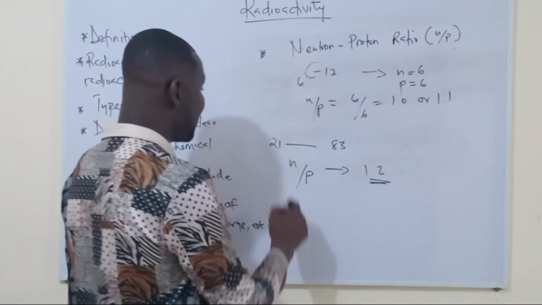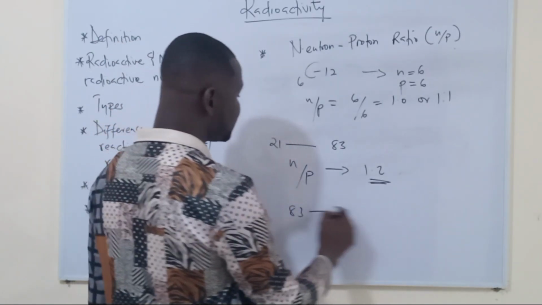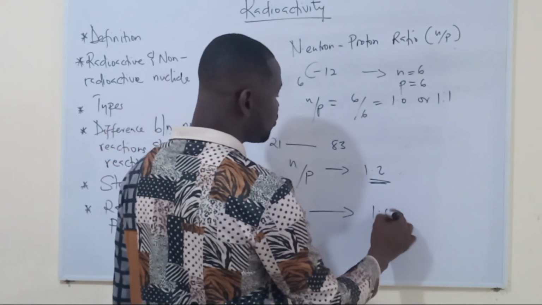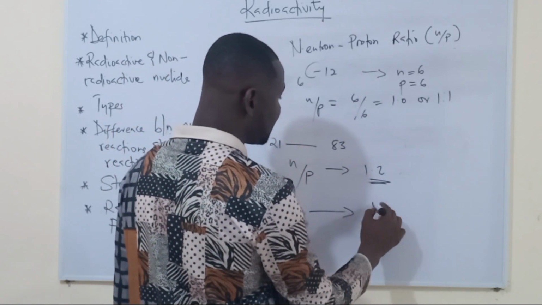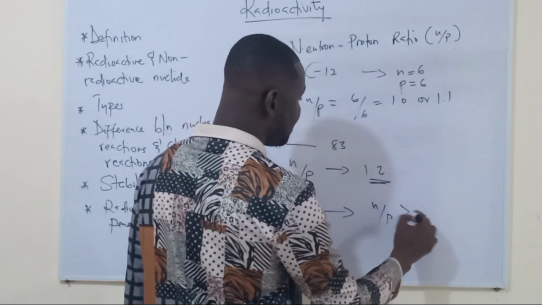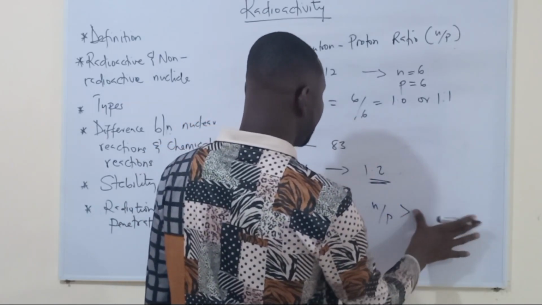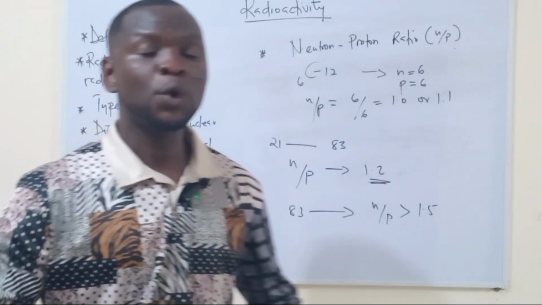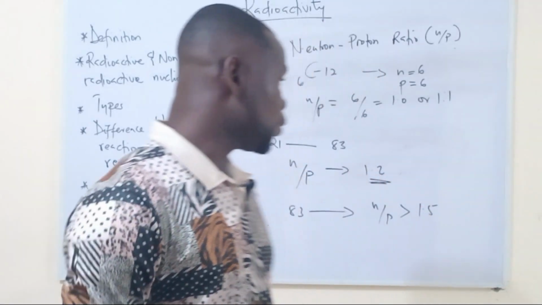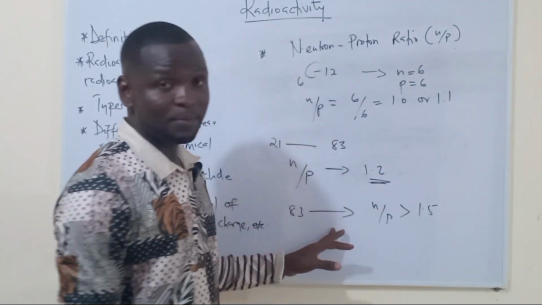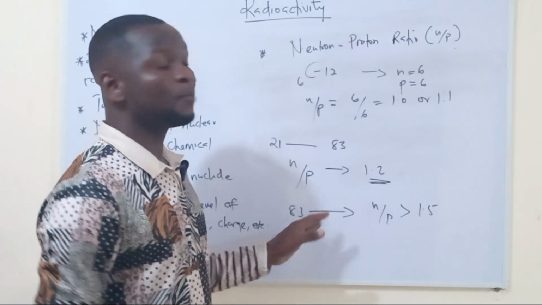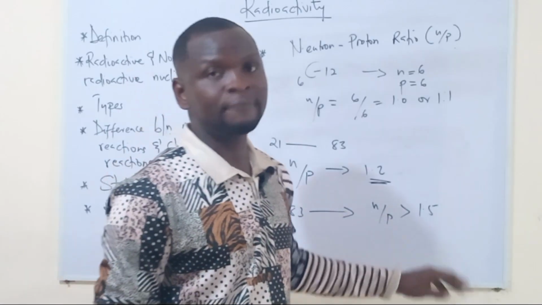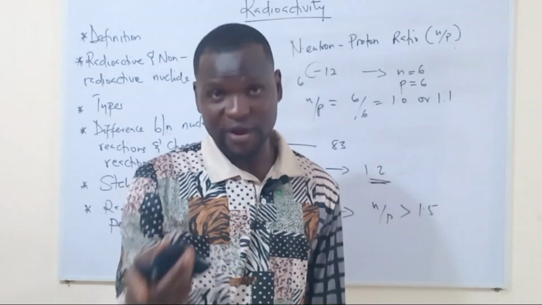And if they have from 83 upwards, if they have their neutron proton ratio greater than 1.5, then we consider them radioactive. Okay, so mostly for this last part, elements that range from 83 upwards, even if they fall below 1.5, are mostly considered as radioactive elements.